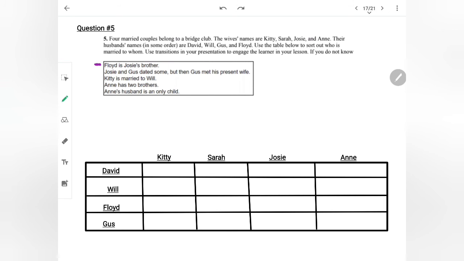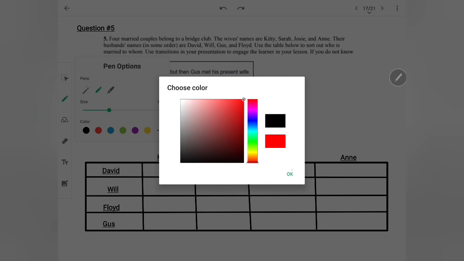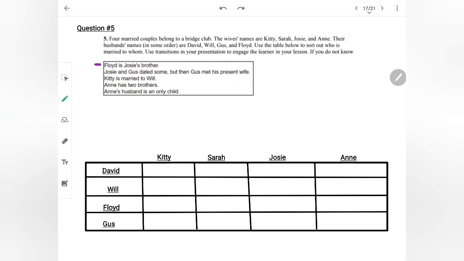Now for our next problem, this is just a fun little word game to figure out who's married to who in a scenario presented to us as a problem. So to get started with this, I'm just going to get some red to kind of fit the mood, and we'll go ahead and read this question. It states, 4 married couples belong to a bridge club. The wives' names are Kitty, Sarah, Josie, and Ann. Their husbands' names in some order are David, Will, Gus, and Floyd. Use the table below to sort out who is married to whom. Use transitions in your presentation to engage the learner in your lesson.